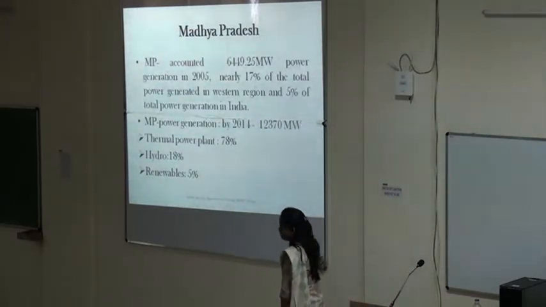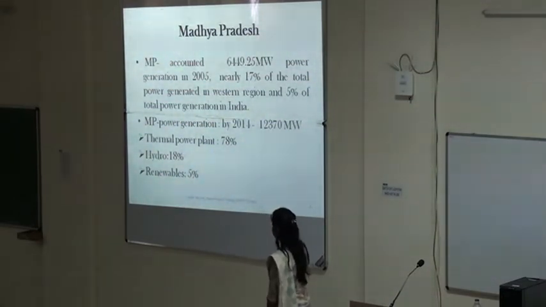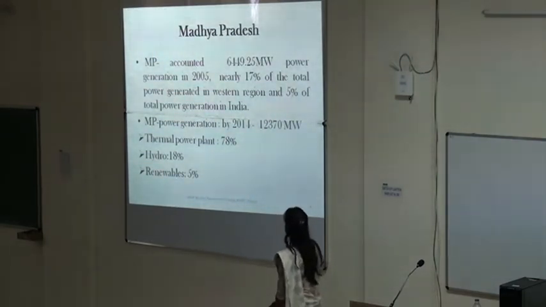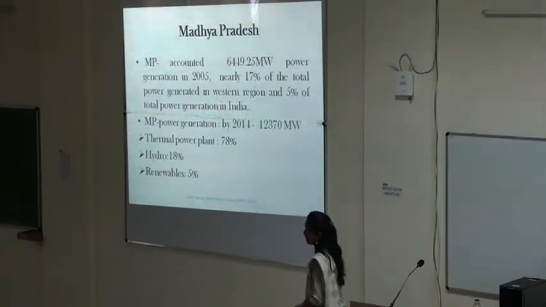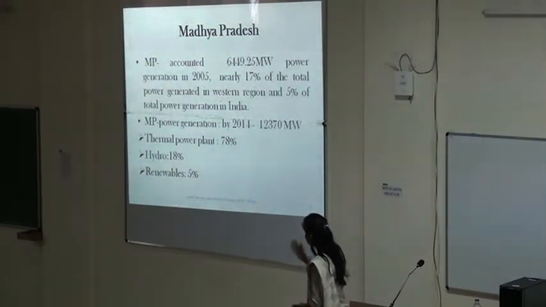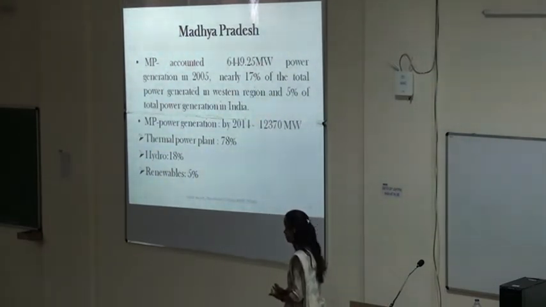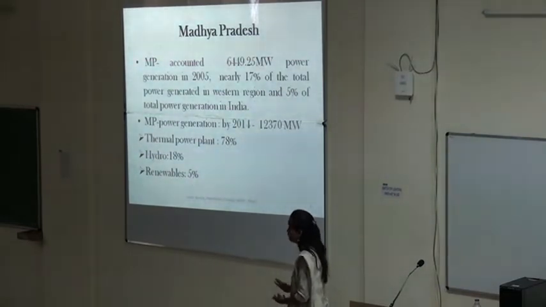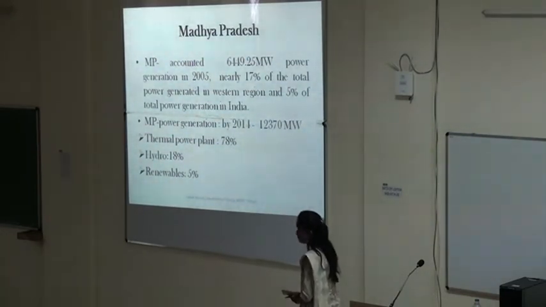Okay, in 2005, we had 6,449 megawatt power plant generation. And it was 70% of the total power generated in India's Western region, and 5% of total power generation in India in 2005. And by January 2014, we have a total installed capacity of 12,370 megawatts. And in that, thermal power plants are installed at the rate of 70%. Basically all are coal power plants. There is no gas-based or diesel-based power plant in Madhya Pradesh. We have all coal-based power plants, all of subcritical technology, so it's a very less efficient technology.